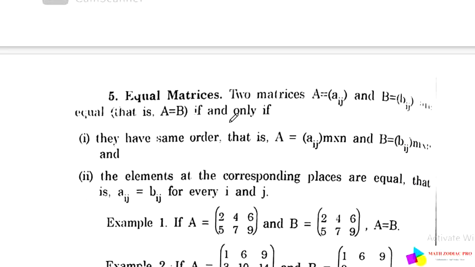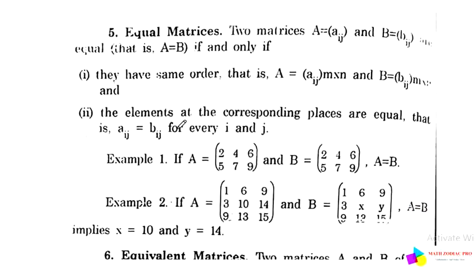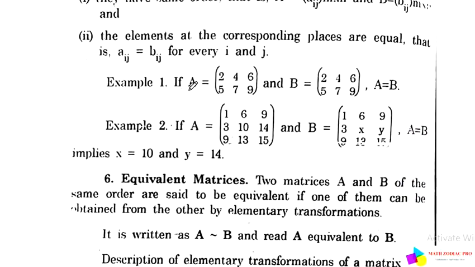Next one, equal matrix. Two matrices A equal to Aij and B equal to Bij, if they are equal, then we say that A equals B. For example, A equal to 2 4 6 5 7 9 and B equal to 2 4 6 5 7 9. The elements of A and B are the same, so A equals B.